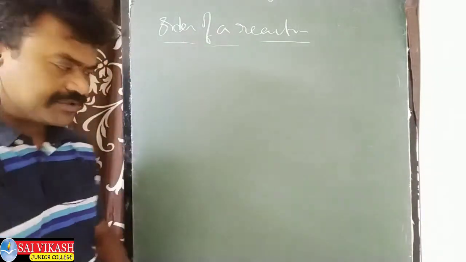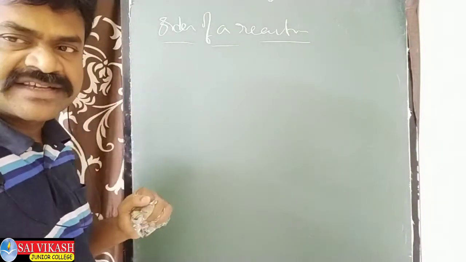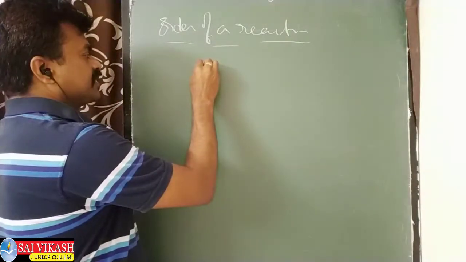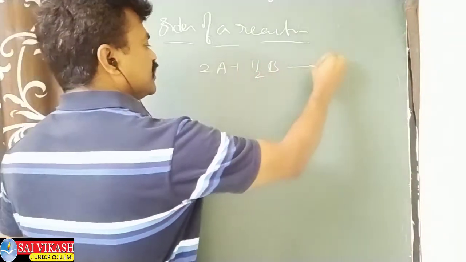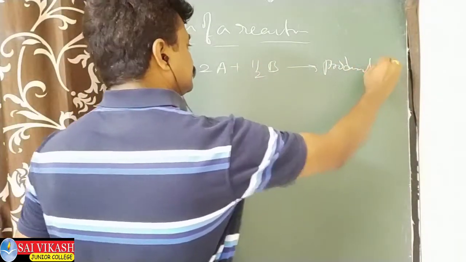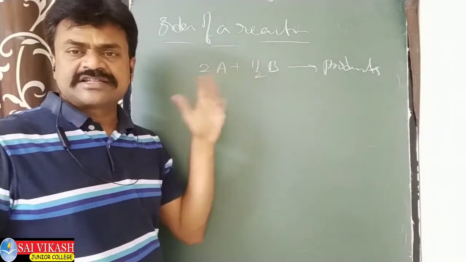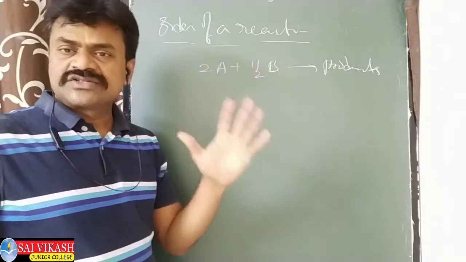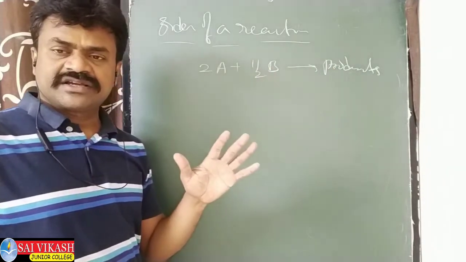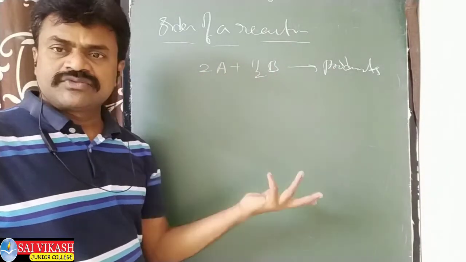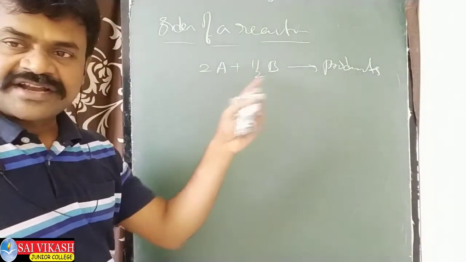Now order of reaction. See, how to define the order of reaction? To understand, I will give this explanation. Suppose I am taking 2A plus half mole of B gives products. I am giving general explanations. Equations also we can take. Means direct actual chemical reactions also we can take. For them also the same concept we can apply. So 2A plus half B gives products. So for this write the rate equation.